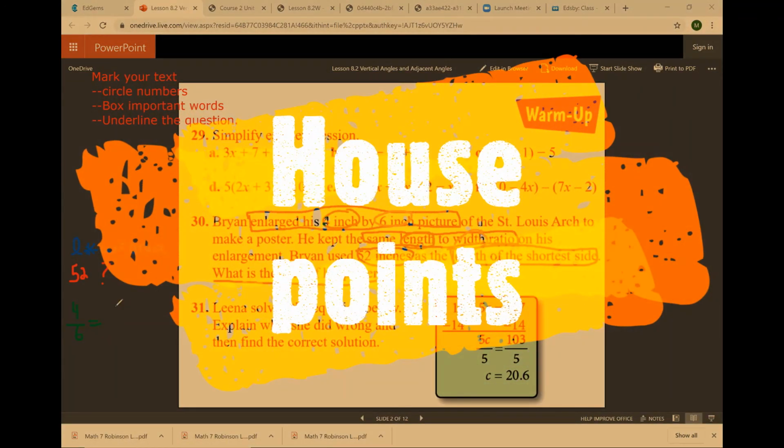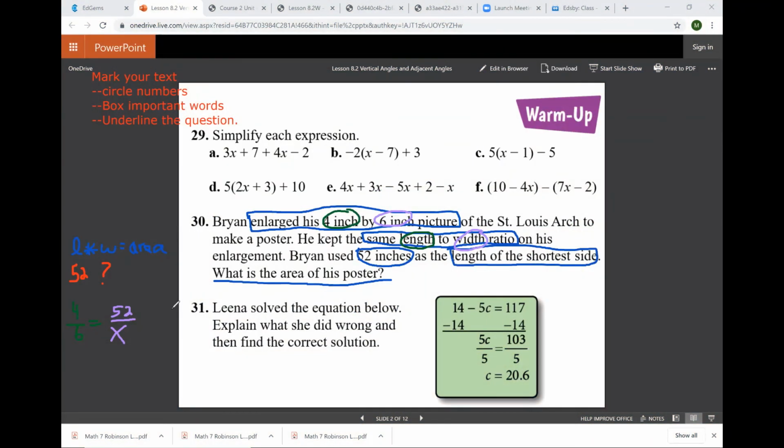So 52 goes on the top because it's the length. And when we don't know a value, what do we put? If you know what you're supposed to put when you don't know the value for house points, go ahead, send that to me in a message, send that to me on the wall. All right, so let's solve for this ratio.